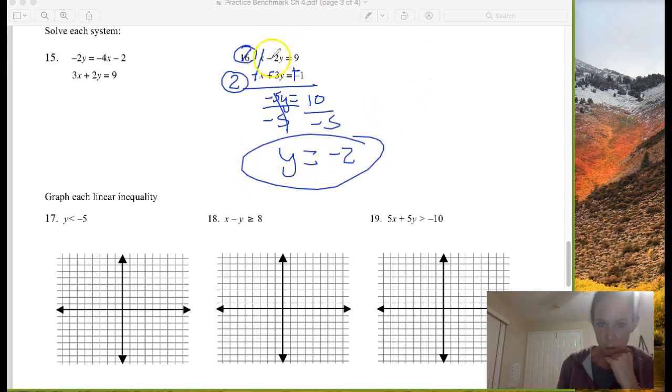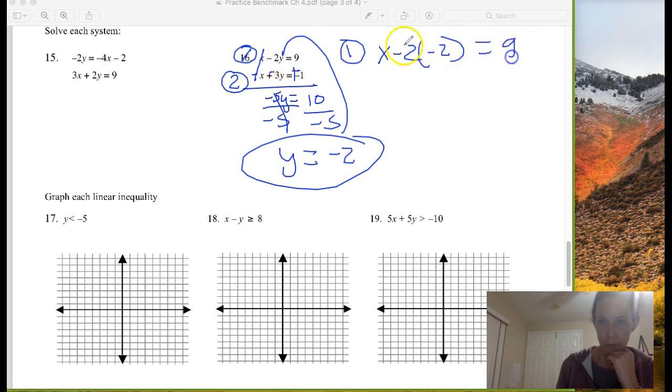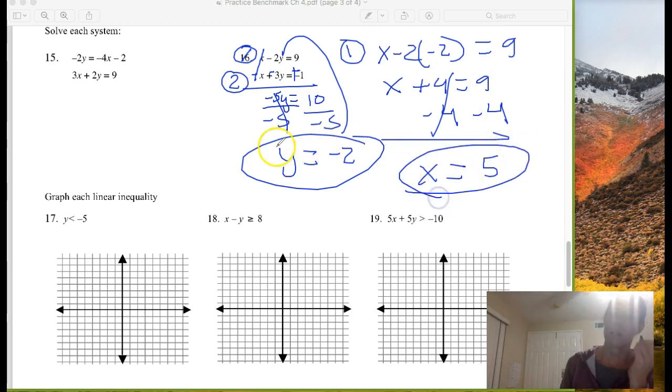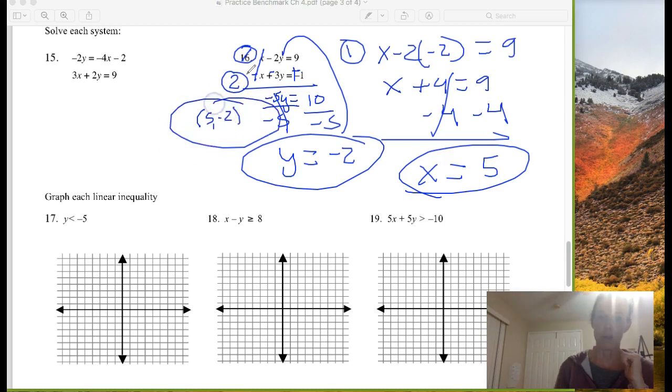Come back up to either equation to solve for x. Let's plug into equation 1. I'm going to go x minus 2, and I plug this in here, times negative 2, equals 9. Once again, a double negative, so a negative times a negative is a positive 4. So x plus 4 equals 9. Subtract 4 from both sides, and you get x equals 9 minus 4, which is 5. So y is negative 2, x is 5. If you want to write it as an ordered pair, remember x goes first, y goes second. And there's your ordered pair, and you're done.